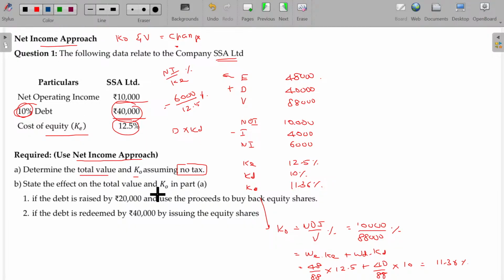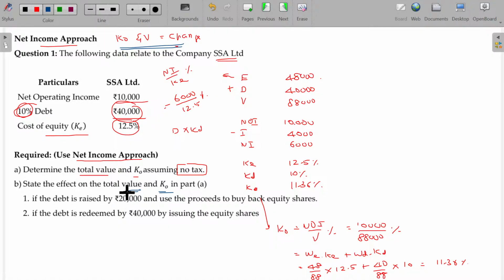State the effect on the total value and KO in part A. What happens in case of NI approach? Value gets affected because KE remains constant, KD also remains constant, so KO gets affected. So in the NI approach, KO and value will definitely change.